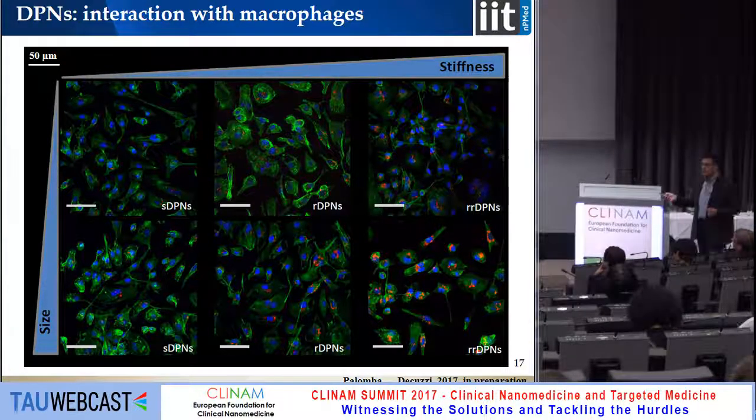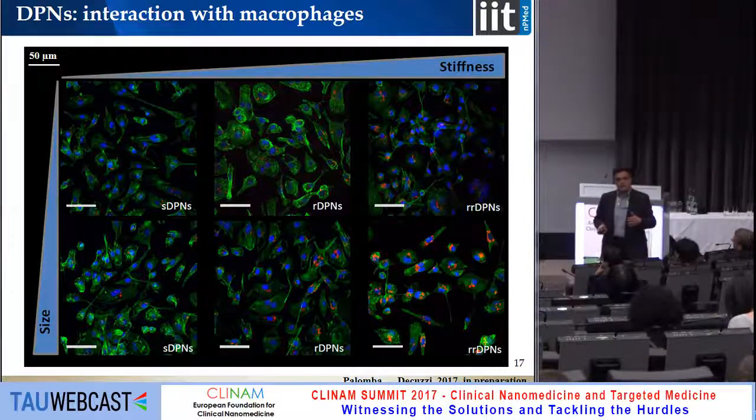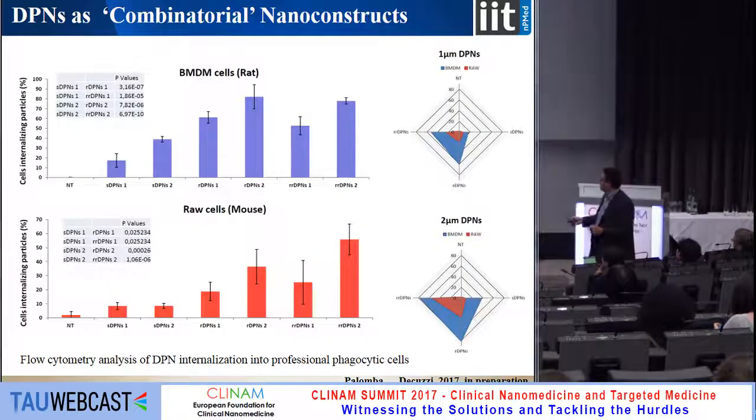The stiffer the particle, the more they get internalized. The softer the particle, the less they get internalized. So again, the concept is that if you work with soft particles, they circulate longer, they're not easily sequestered. And there is more to that, of course, quantification.